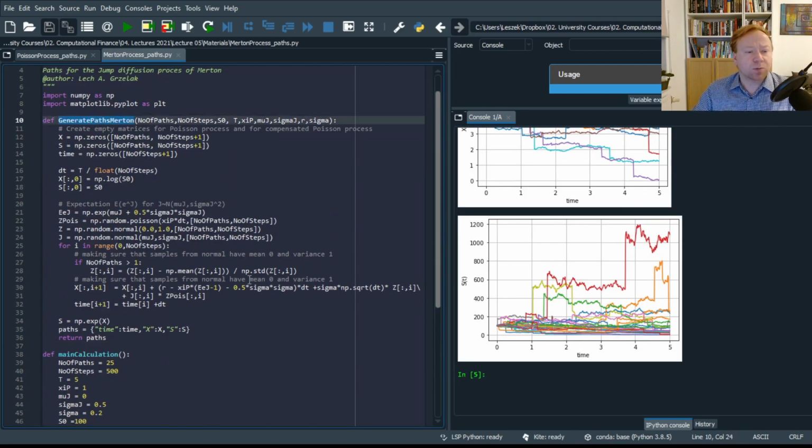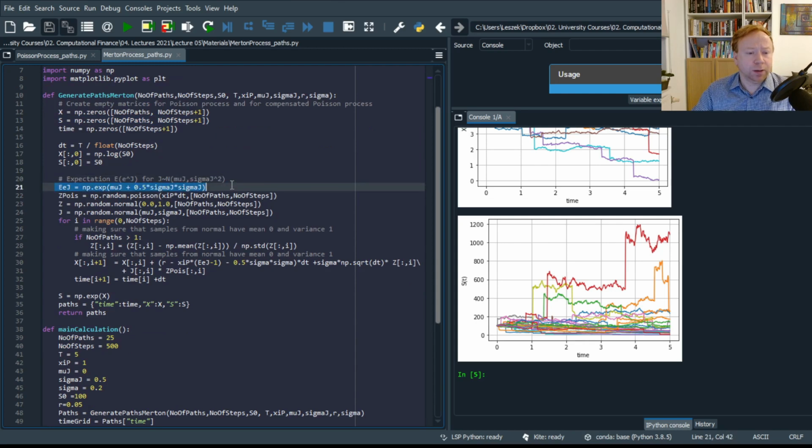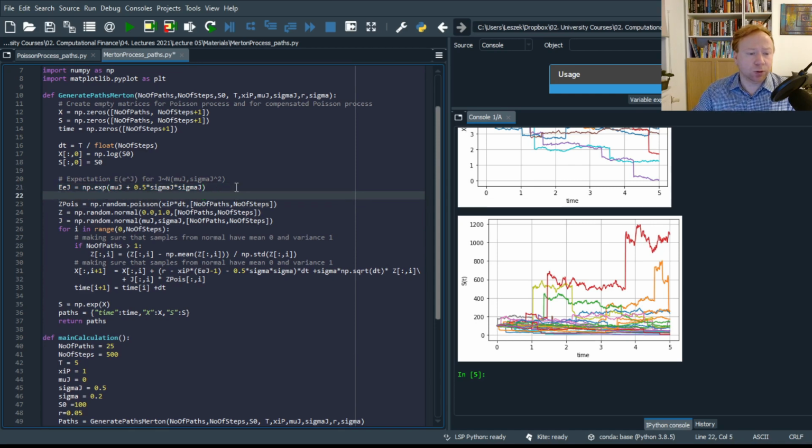So this is Merton's model, also the standard model that I just mentioned. As before, we have X, an empty matrix for S. And here, remember, we had an expectation of e to the power J. Assuming that J follows a normal distribution, this expectation is calculated analytically, because we know this variable, e to the power J, is log-normally distributed, and this is the expectation of a log-normal distribution.